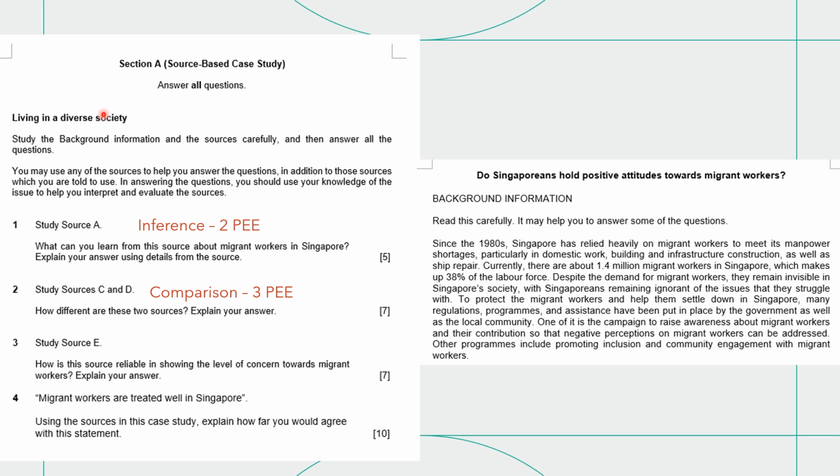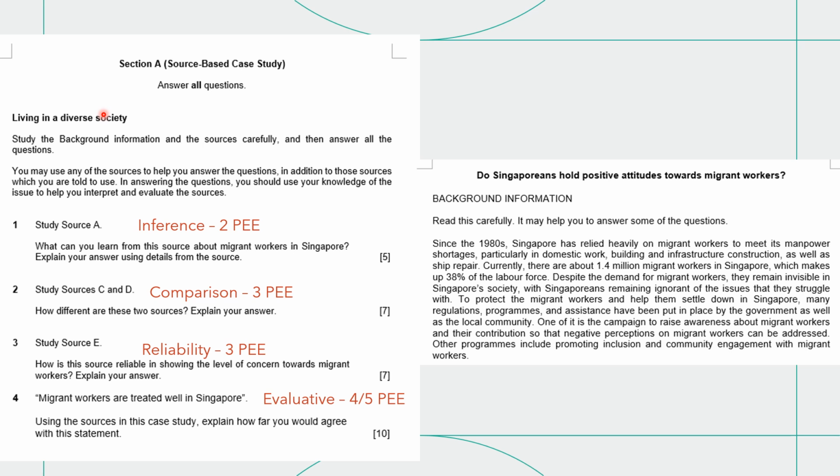And then the third question, it is a reliability question, so you write it down as well beside it and note down it's 3 PEE. And finally, the fourth question, it is an evaluative question. You will need around 4 to 5 paragraphs to score full marks. With 4 paragraphs you can get 8 marks, with 5 paragraphs you can get full marks.